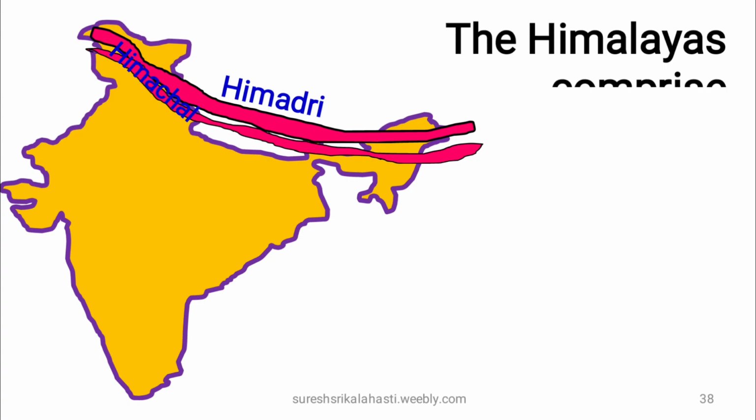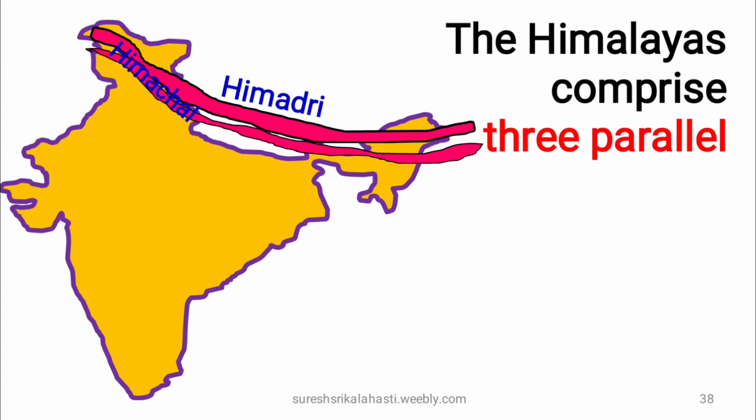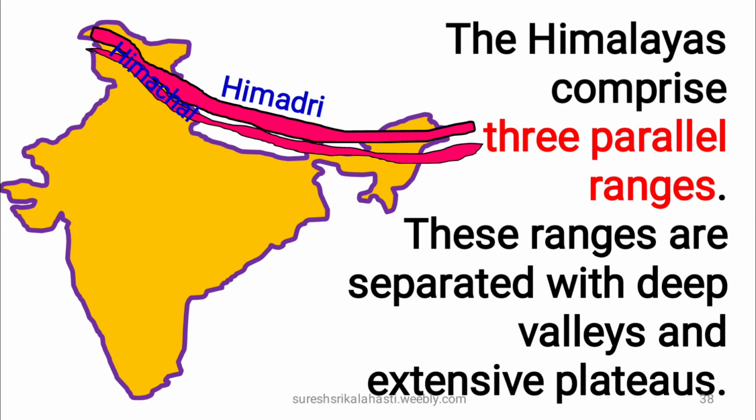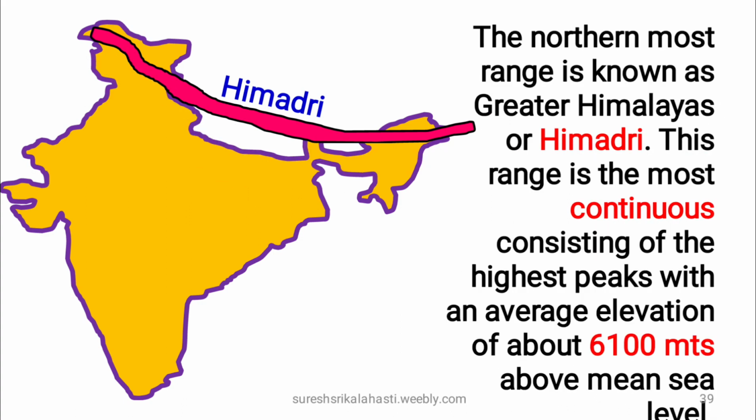Those are Himadri, Himachal, and Shivalik. The Himalayas comprise 3 parallel ranges, called Himadri, Himachal, and Shivalik. The northernmost range is known as the Greater Himalayas or Himadri. This range is the most continuous, consisting of the highest peaks with an average elevation of about 6,100 meters above mean sea level.